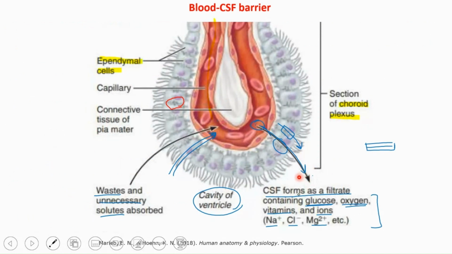Now, a rule to remember: water loves solutes. So wherever there are solutes, water will diffuse. Whenever we have a high composition of solutes in a space, water will go to that space to dilute it. So because we have this ionic gradient, because ions diffused from the blood to the CSF pool, water will also follow and will be there within the cavity of the ventricle.